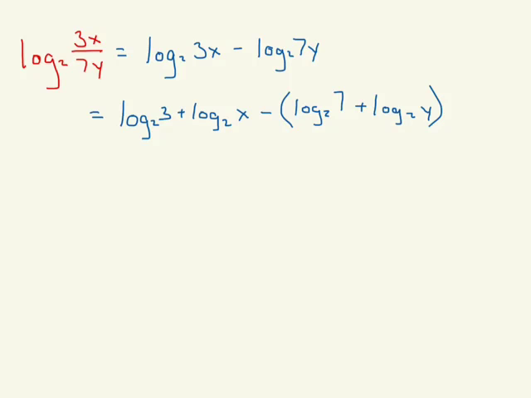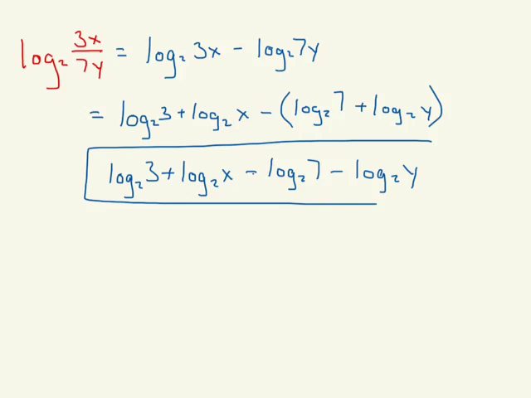But now as we go on from there, we can see that this subtraction sign needs to get distributed to both pieces. So we have one thing left to do, and that is to write this as the log base 2 of 3 plus log base 2 of x minus a log base 2 of 7 and minus now a log base 2 of y. That would be our fully expanded version of this particular logarithm.